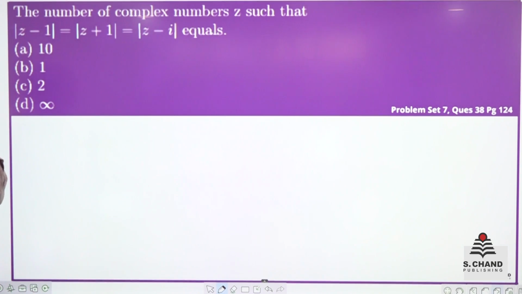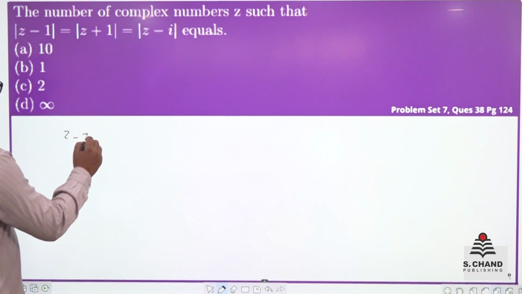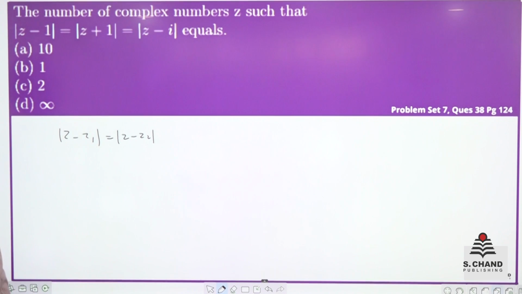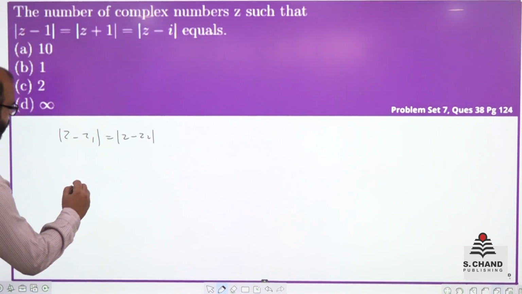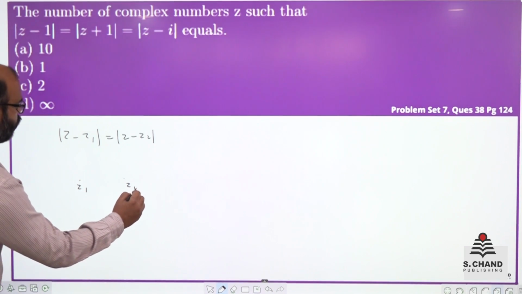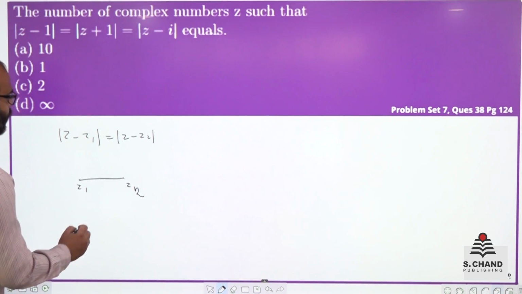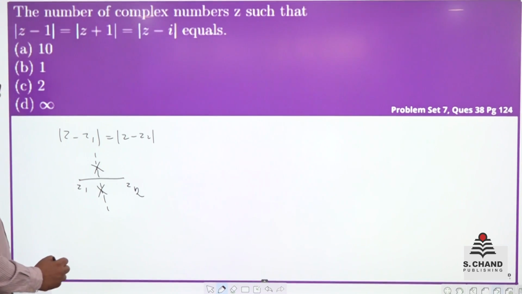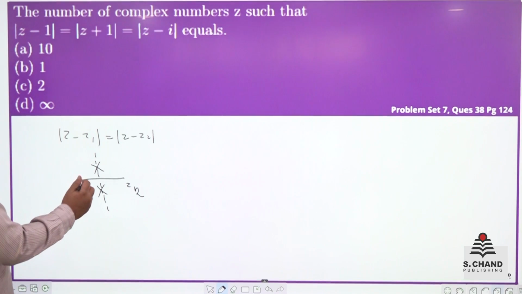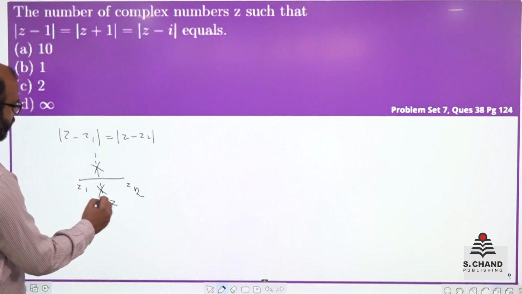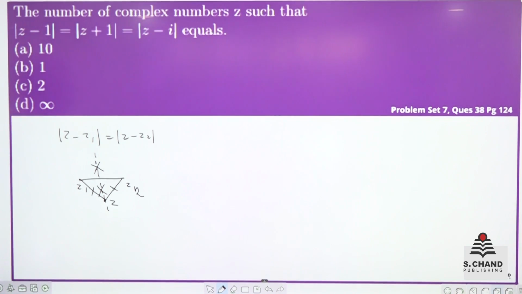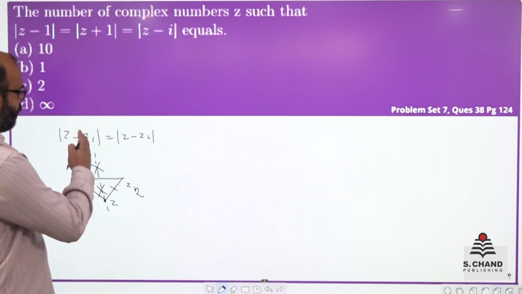Again, one thing you have to remember, that mod of Z minus Z1 equal to mod of Z minus Z2 represents the bisector of a line segment. Which line segment? A line segment joining Z1 and Z2. So if there is a line segment joining Z1 and Z2, there is a bisector of this line segment, and this bisector has many points like Z here, so that mod of Z minus Z1 and mod of Z minus Z2 are the same. So this is the line segment bisector.